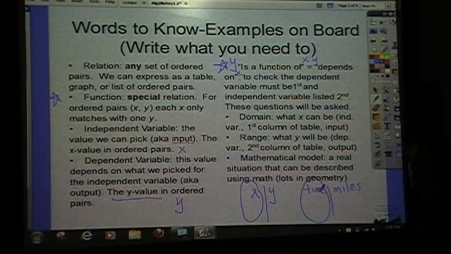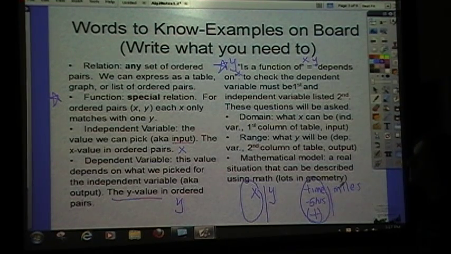What can I pick for time? You guys are like, you can pick whatever you want for time. I could say, how far can you go in an hour and a half? How far can you go in 20 minutes? But can I pick anything? Can I say -5 hours? Of course not. You can't have -5 hours. So there are restrictions to the domain, we say. You can only pick positive numbers in this case. The domain is positive numbers.